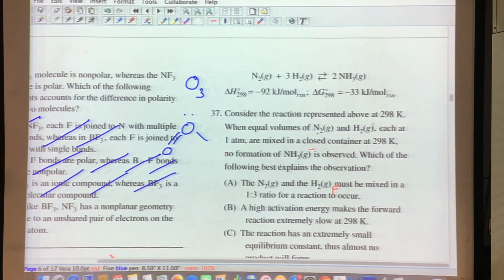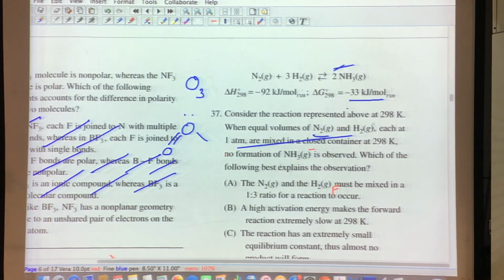Consider the reaction represented above. When equal volumes of N2 and H2, each at 1 atmosphere, are mixed in a closed container, there's absolutely no NH3 being given off. What does this tell me? The reaction's not going forward. Why is it not going forward? Look at the spontaneity.